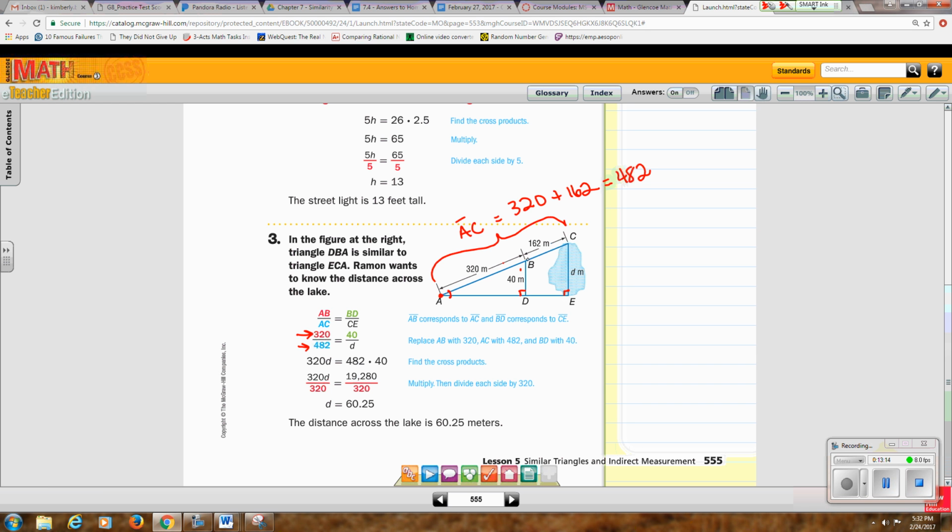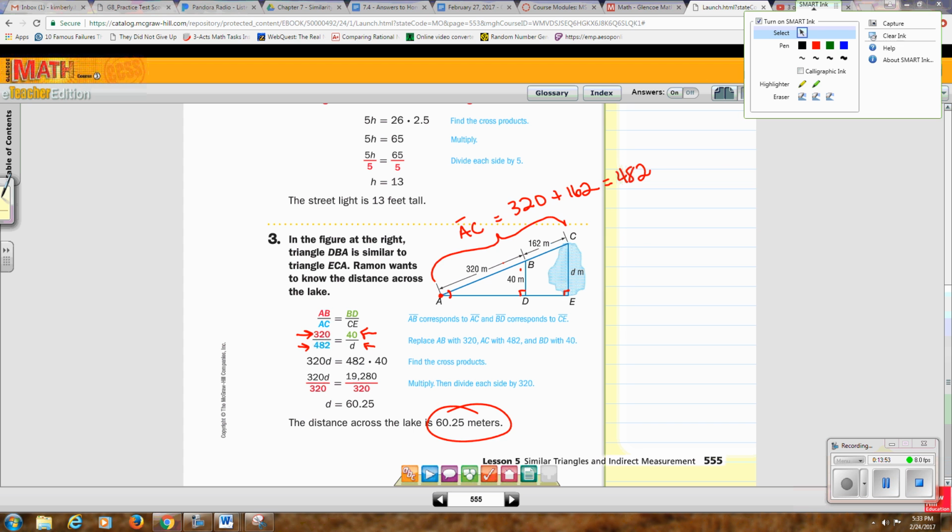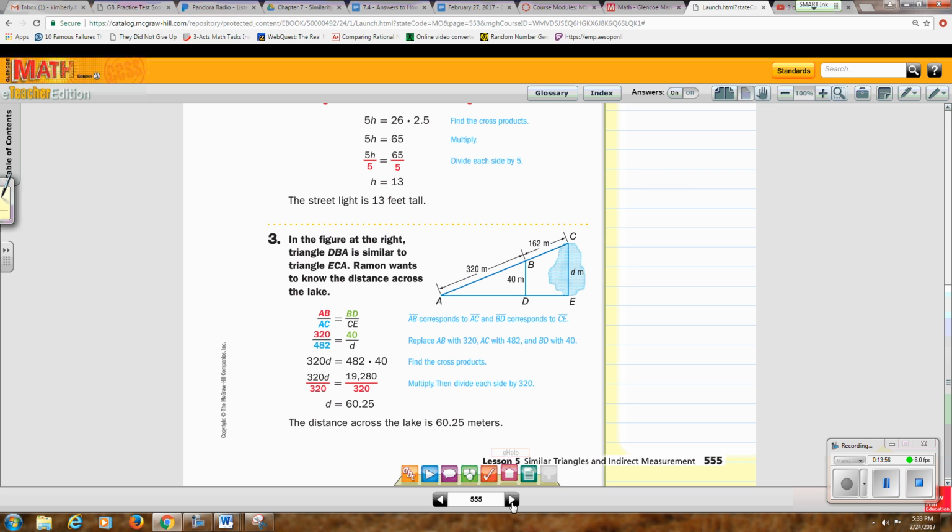And then this leg of the smaller triangle, 40, to the leg of the larger triangle, D, which is what we're looking for. Again, cross products, 320 times D, and then 482 times 40. And there's the numbers. They're kind of big, but you have calculators. It's just simple equation solving. If 320 times D is 19,280, we divide both sides by 320, and the distance across the lake is 60.25 meters. Okay, if you need to rewind that and watch it again, please do. There's nothing saying that you can't watch it more than once or take some more notes.